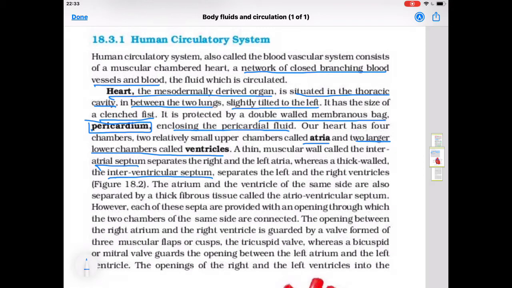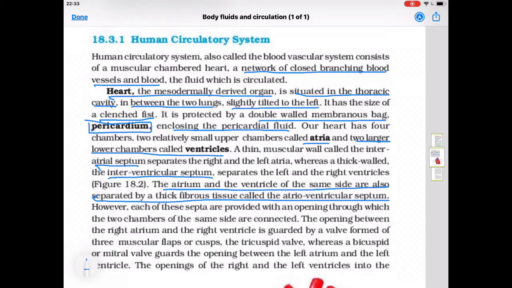The atrium and the ventricle of the same side are also separated by a thick fibrous tissue called the atrioventricular septum. Between the auricle and ventricle, that partition is known as the atrioventricular septum. However, each of these septa is provided with an opening through which the two chambers of the same side are connected. In the atrioventricular septum, valves are present that we will discuss afterwards.